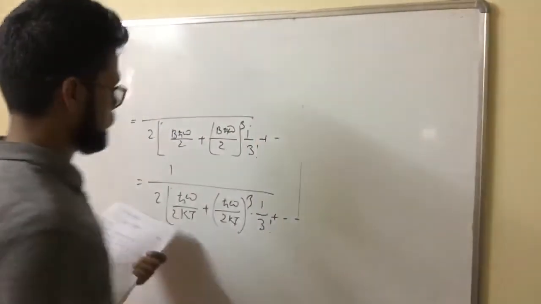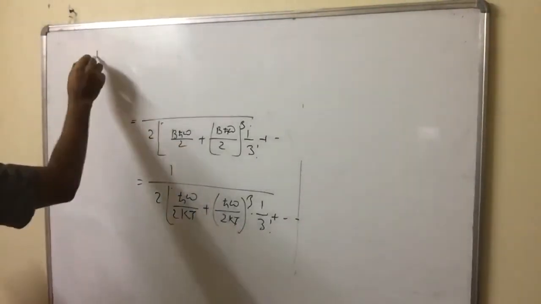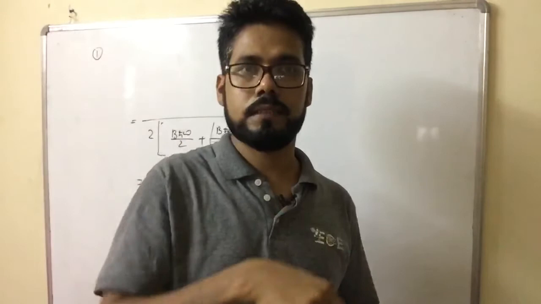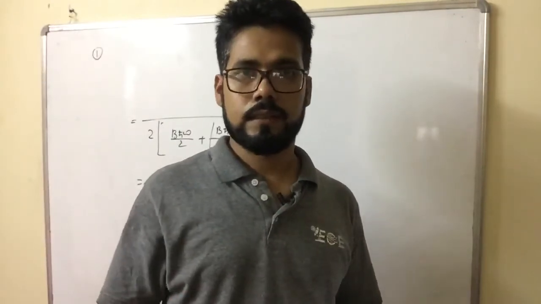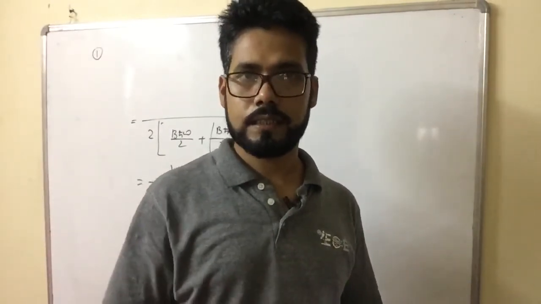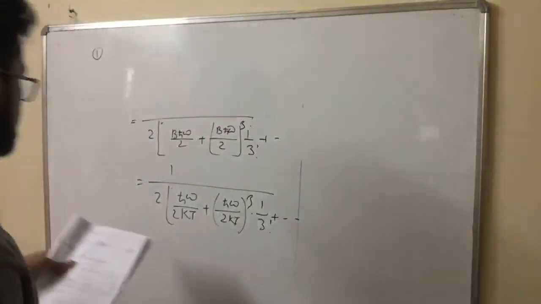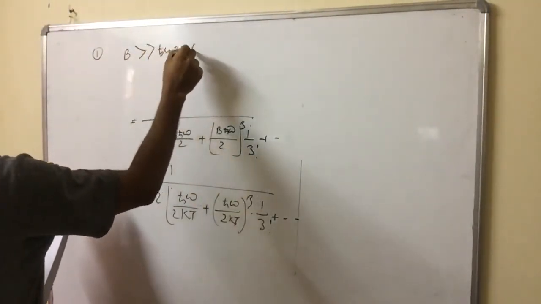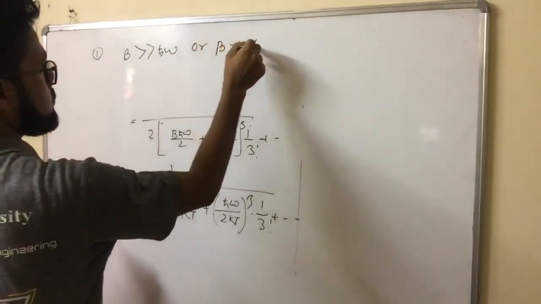Case one. In the exam they will ask a case study, when beta tends to be very much greater than or very much less than something, or tends to 0. So the first condition is when beta is very much greater than hbar omega, or beta tends to infinity. So what happens?